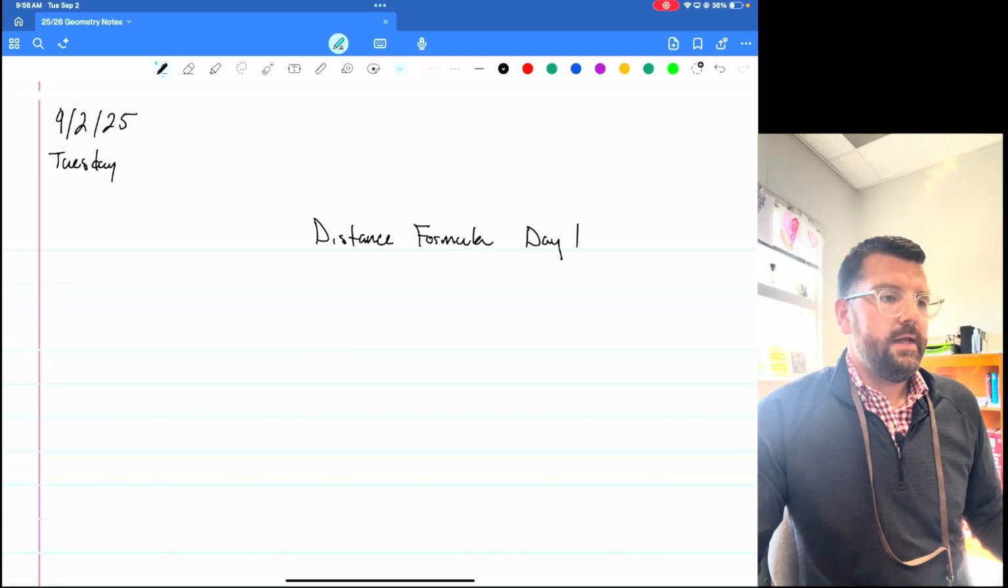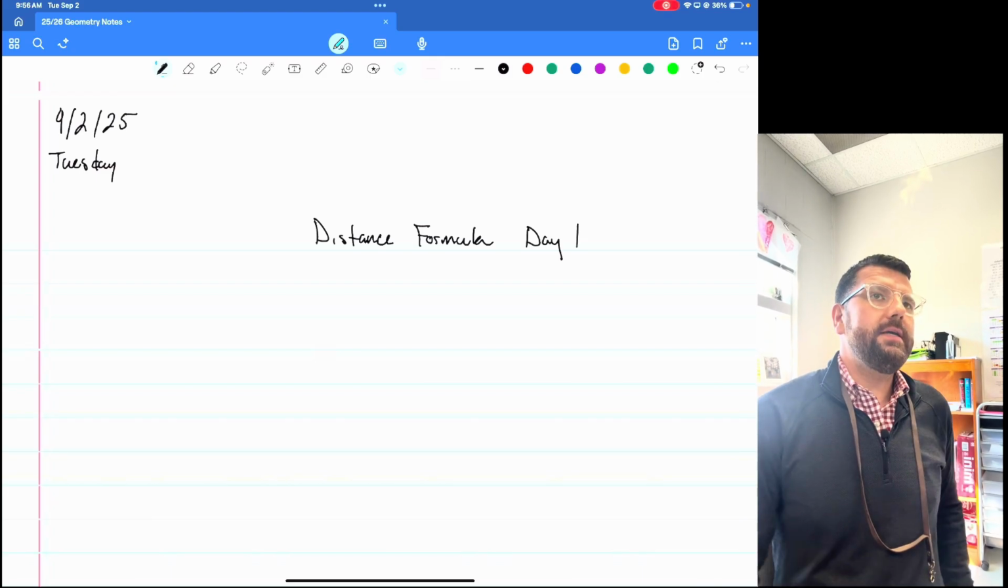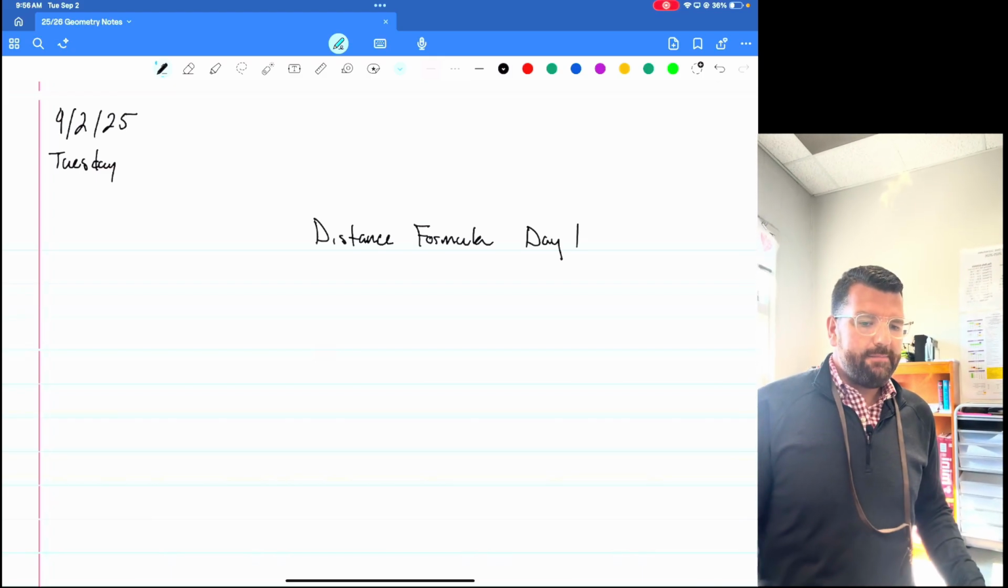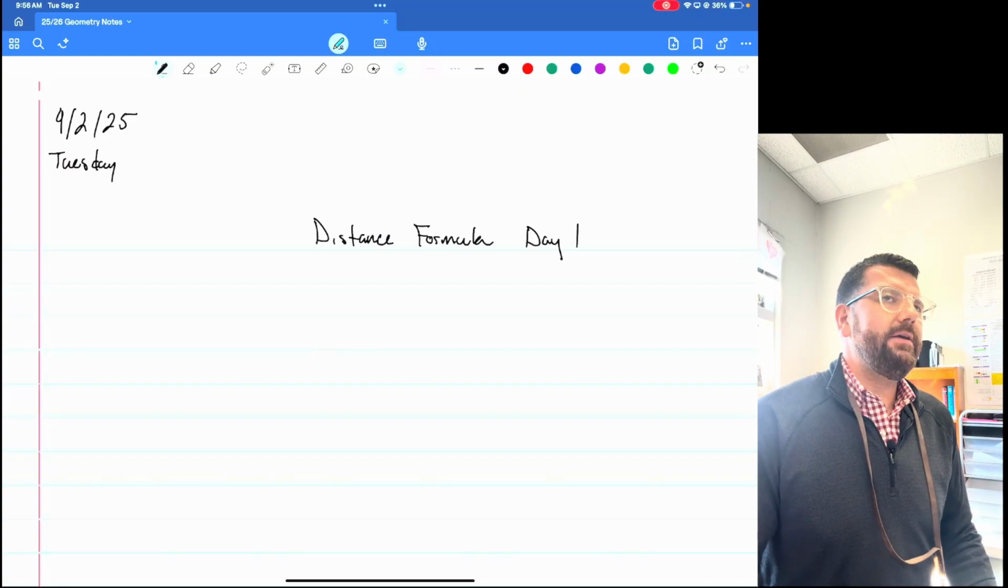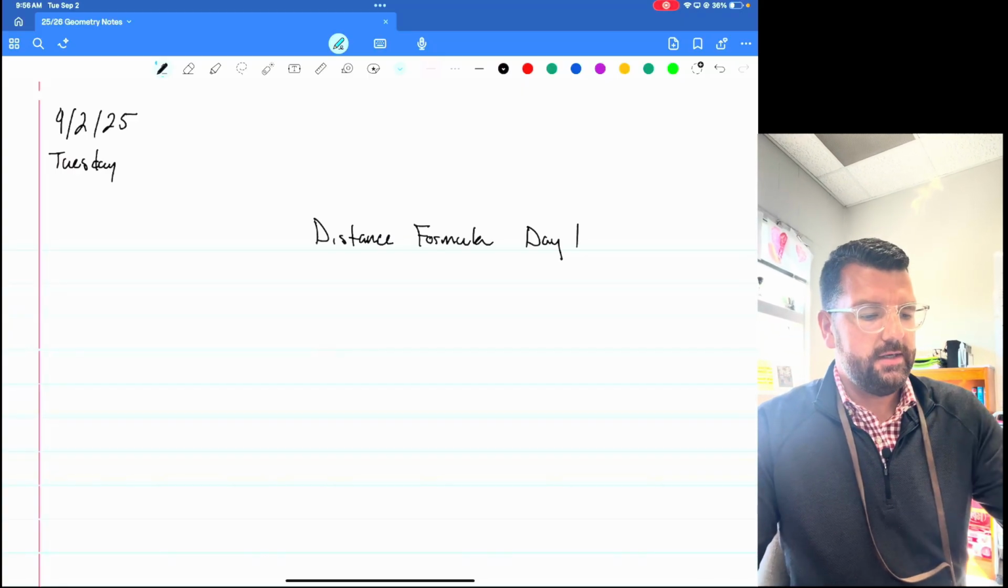Day 1. I will do my best before I post these to actually go back in and type out the words that I use and the vocabulary that I use. That way you're not having to read my chicken scratch.